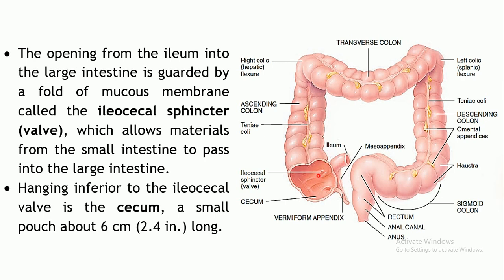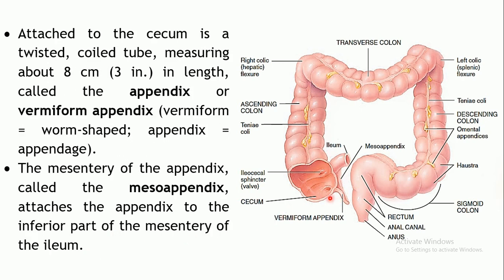Now hanging inferior to this ileocecal valve, here is the ileocecal valve, just inferior to that is hanging a small portion known as the cecum. It's a small pouch-like structure which is hanging just inferior to this opening, which is roughly 6 cm in length. And attached to this cecum is a twisted coiled tube called the appendix, or also called the vermiform appendix.